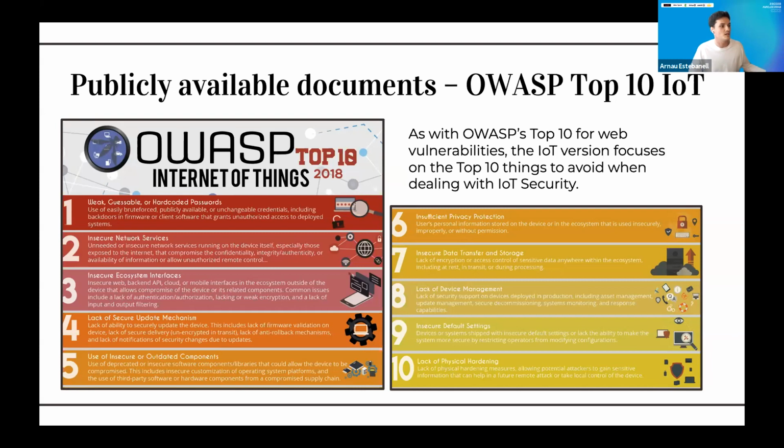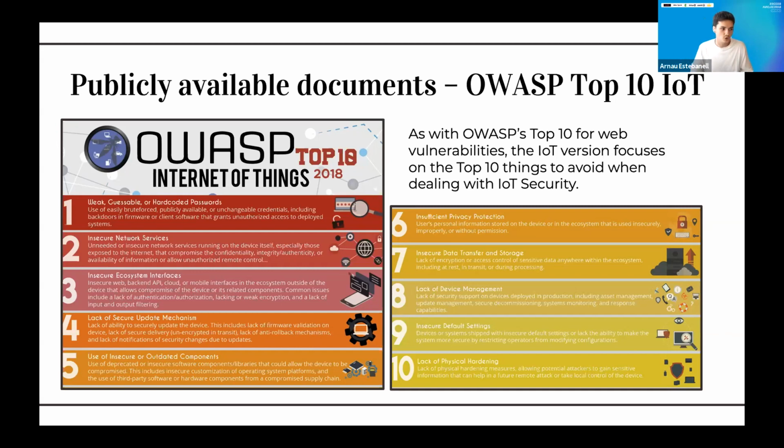We see that the first one is weak, guessable, or hard-coded passwords. So yes, a web page where you can log in with admin and 1, 2, 3, 4. That was the usual thing in routers up until not so long ago. But nowadays we are seeing these Mirai botnets, which hack IoT devices using default credentials, and they build this huge botnet that can attack web pages across the world. Also, we have number 2, insecure network services. So again, this is related with the lack of secure update mechanisms.